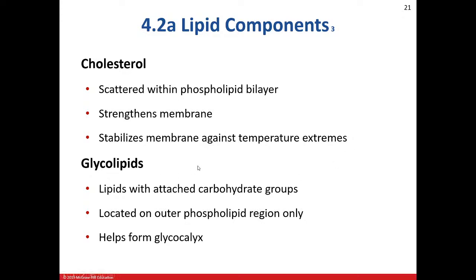And then we have glycolipids, which are lipids that have carbohydrate groups attached to them, and they're located on the outer phospholipid region only. And it forms the glycocalyx or sugar coat that surrounds cells. And the sugar coat is read by immune cells. They come along, they feel the cell, and they say, okay, I recognize this pattern. That's one of my cells. I'm not going to attack it.